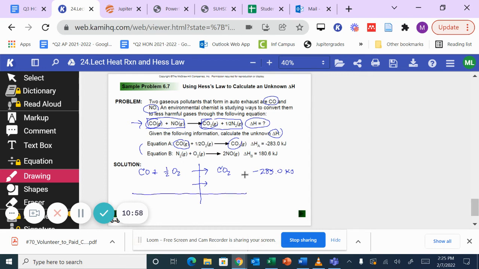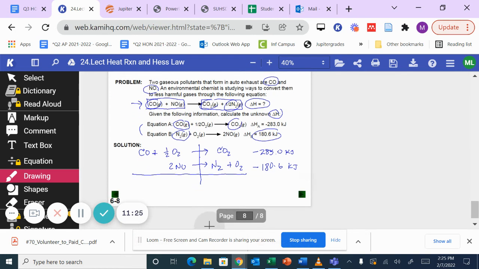Looking at the second equation, it looks like N2 should be on the right side. So I'm going to reverse the second equation. Put the N2 on the right side, and then the 2NO on the left side. Since I reversed it, the sign of this becomes negative 180.6 kilojoules.